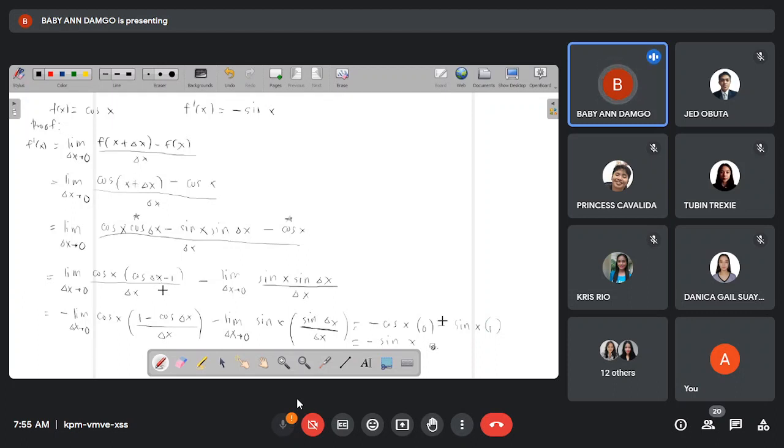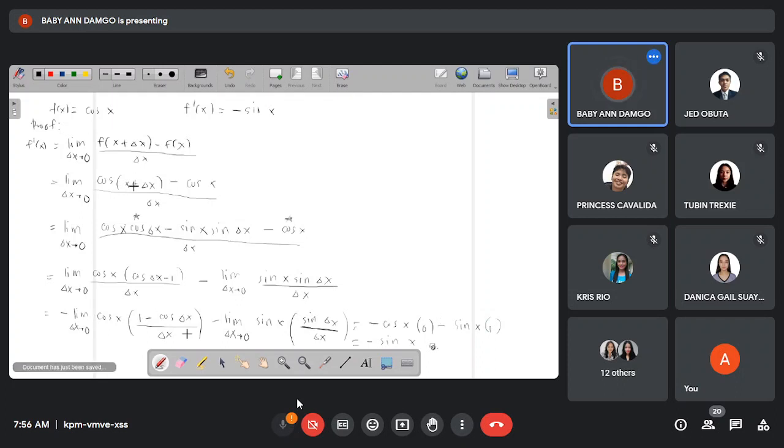So, atong i-apply. But in order for us to apply that theorem, we need to factor out negative 1 para makakuha ta ani nga form. Then diri, i-factor out ra ang sin x. So, mao ni ang nakapili. Okay, so now we evaluate the limit.